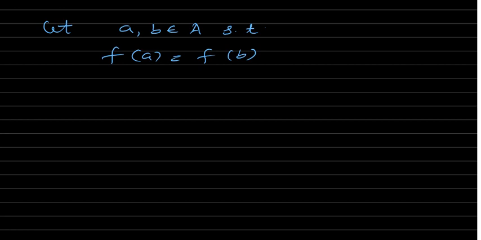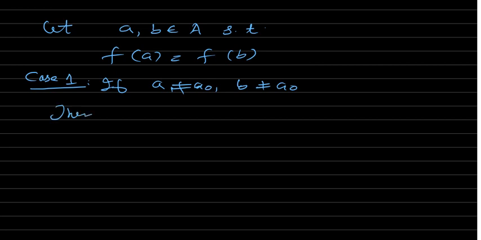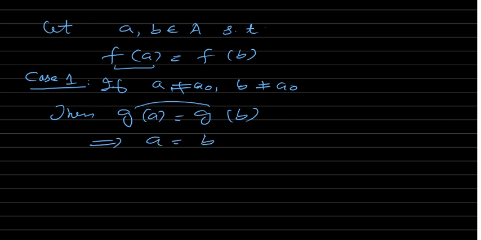Okay, f of a is equal to f of b. Now case 1, if both a and b are not equal to a naught, suppose दोनों a naught के बराबर नहीं है, then what's f of a? Then in that case f of a is g of a by definition, and f of b is also g of b, but g is given to be a bijective map, so it's 1-1, which means that a is equal to b. So in this case f of a equal to f of b implies a equal to b.